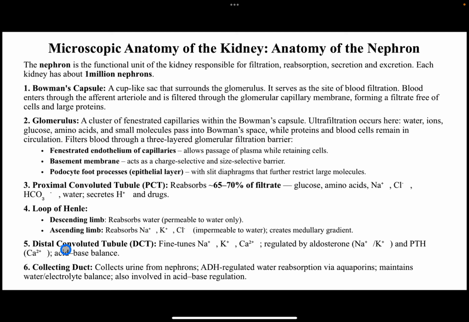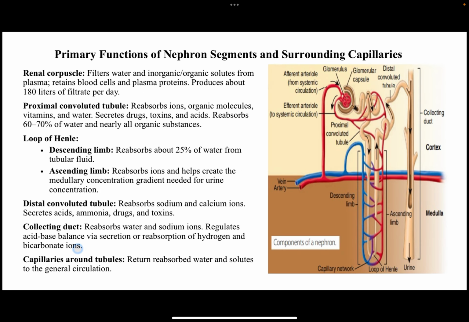Then we have the distal convoluted tubule. The distal convoluted tubule also helps to fine-tune sodium, potassium, and calcium under the regulation of aldosterone release, which we will look at extensively as we move on. So at the distal convoluted tubule, there is reabsorption of sodium, potassium, and calcium ions. At the distal convoluted tubule too, there can be secretion of excess ammonia, drugs, and toxins. Then we have the collecting duct.